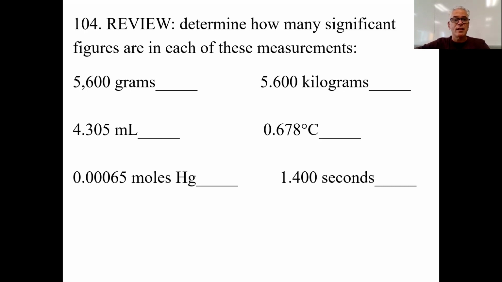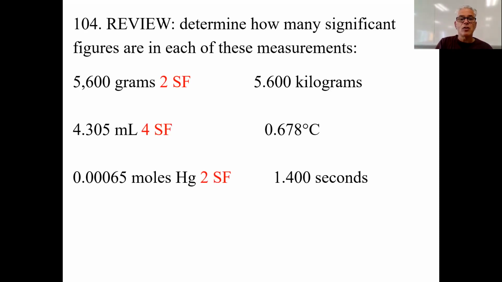All right, let's look at the significant figures. If you measured all these things, 5,600 grams, the zeros are not significant because there's no decimal point, only the 5 and the 6. In 4.305 mLs, that 0 is significant because it's between significant figures, so all of those numbers are significant. And the bottom, 0.00065 moles of mercury, the best element, the zeros on the left are called leading zeros, and they do not count. It's only 2 significant figures. So look what we got. 2 for the top, 4 for the middle, and then 2 for the mercury.